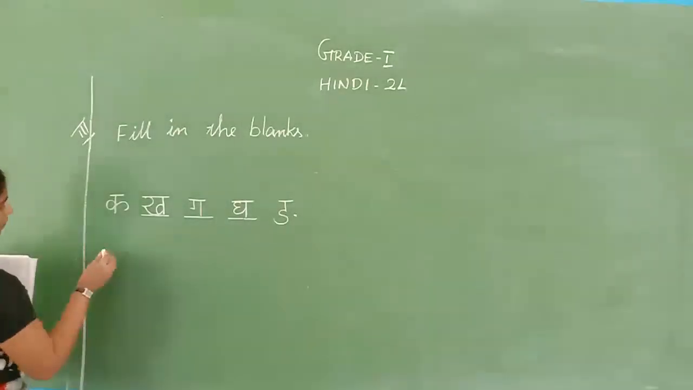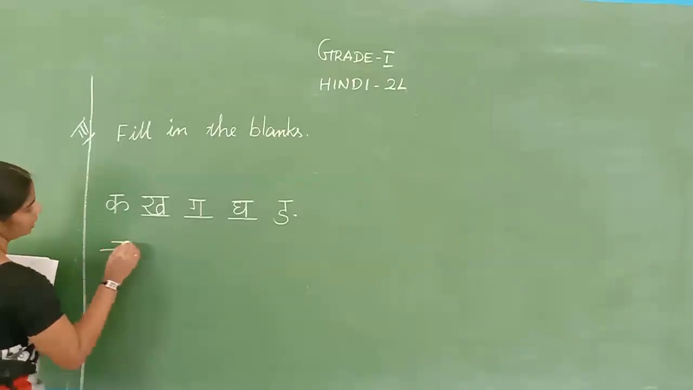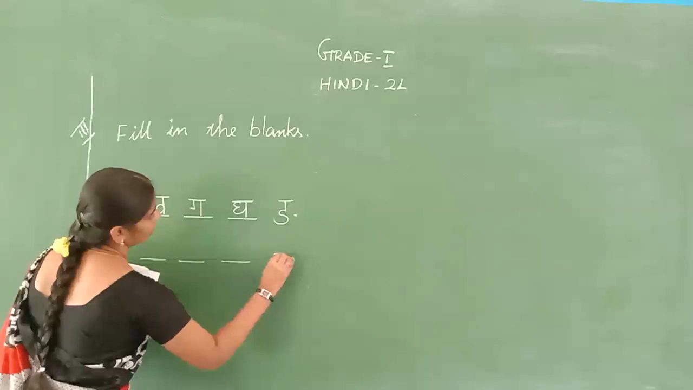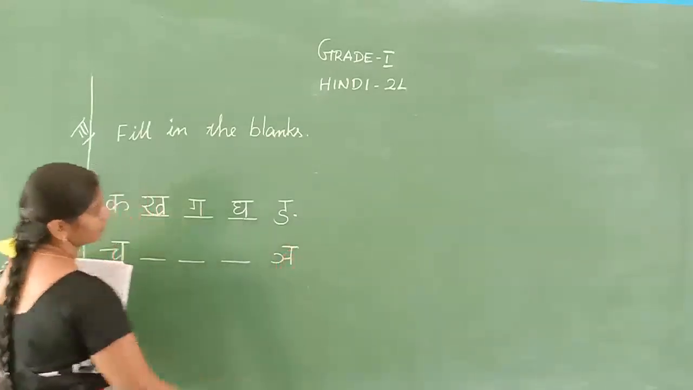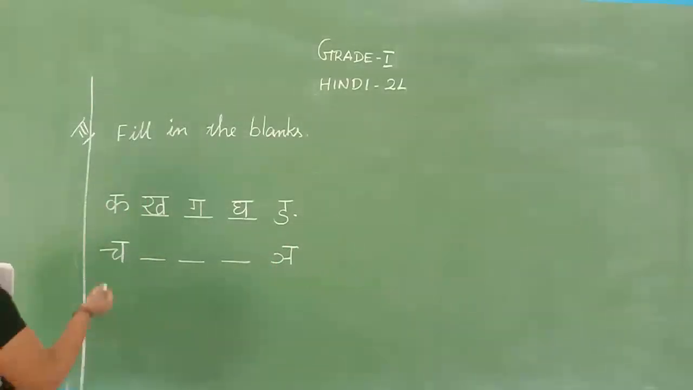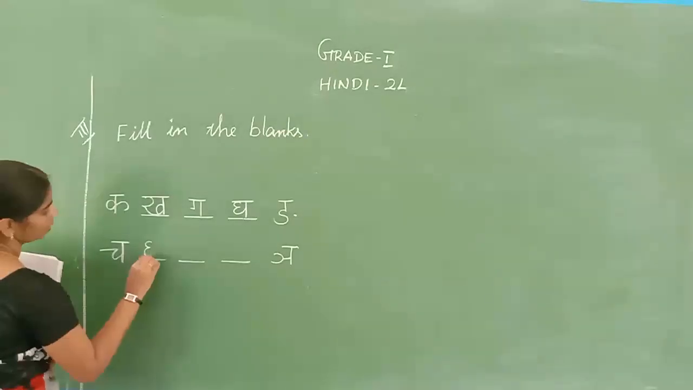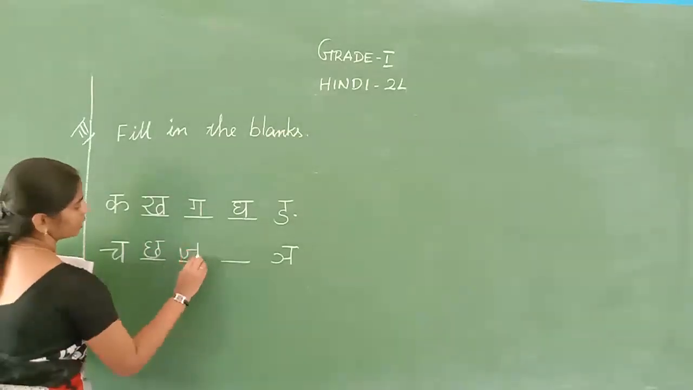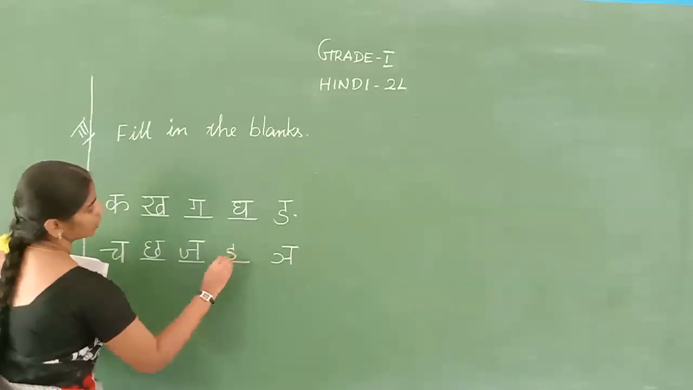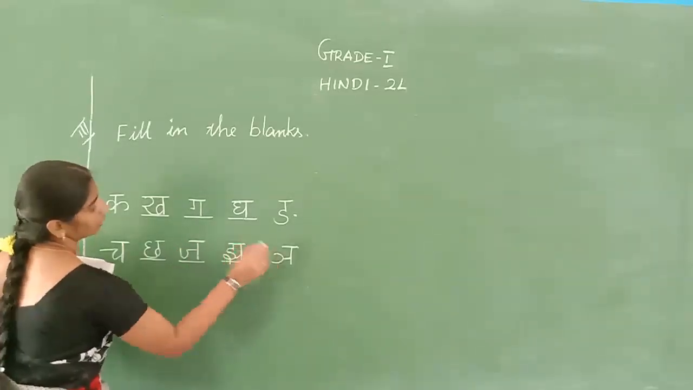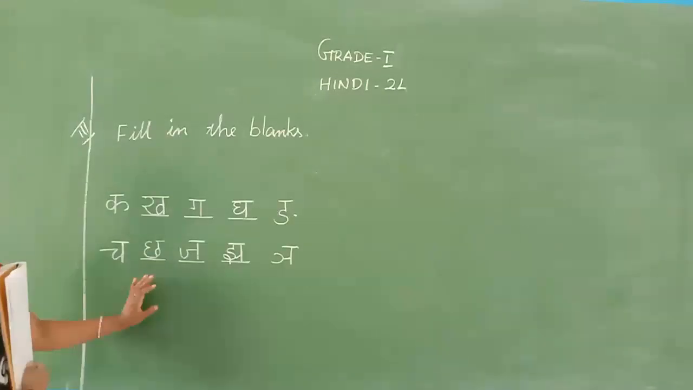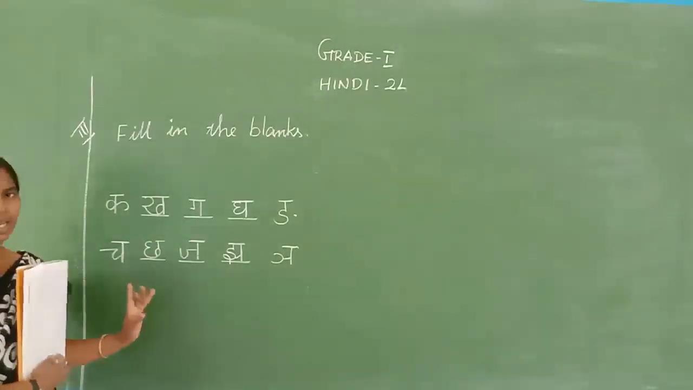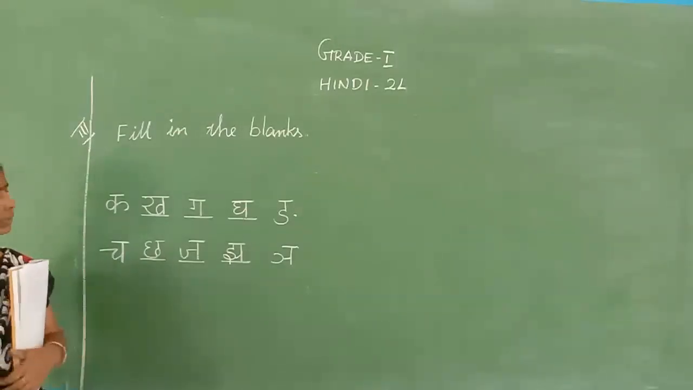The next, cha line. Cha, dash, dash, dash, and nya. Shall we fill that? Cha, cha, ja, ja, nya. Am I right? Yes, fully right. Okay, children, this also we have to copy into our notebook.